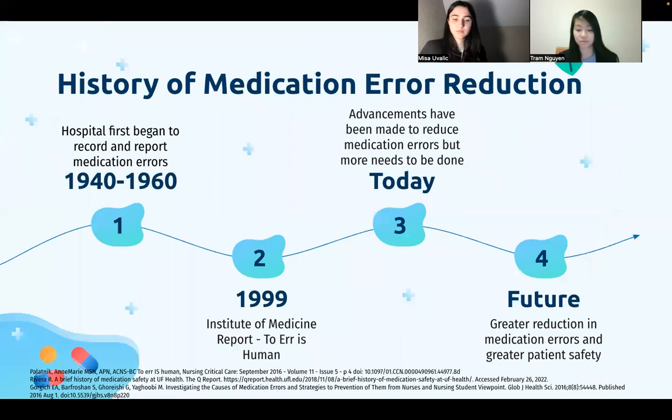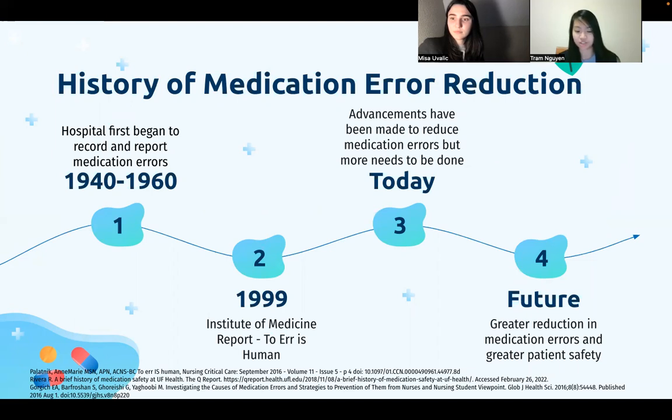Medication errors have been a problem for many decades. The first reports of medication errors were in the 1940s, and this was when hospitals first began to keep records of these errors. However, not much was done about these errors until 1999. In 1999, the Institute of Medicine released the landmark report called To Err Is Human, which reported the high prevalence of medication errors, and this report was what led to increased awareness of medication errors.